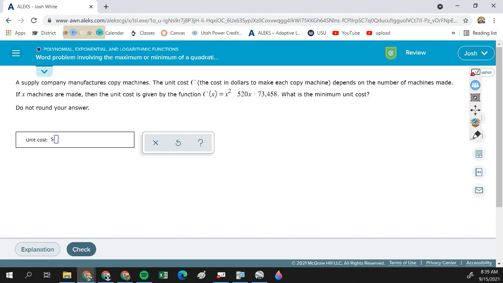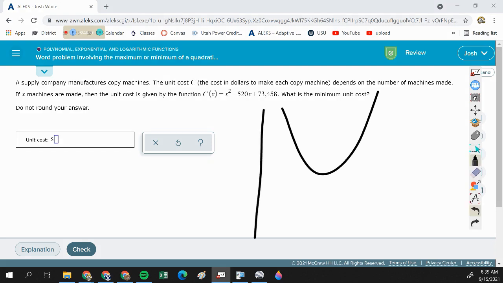A supply company manufactures copy machines. The unit cost in dollars is given by x squared minus 520x plus 73458. What is the minimum cost per unit? So we have a parabola, and that parabola tells us how much it will cost to make copy machines.